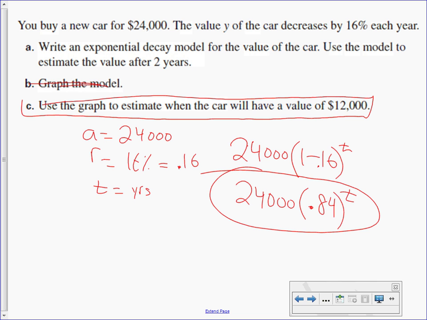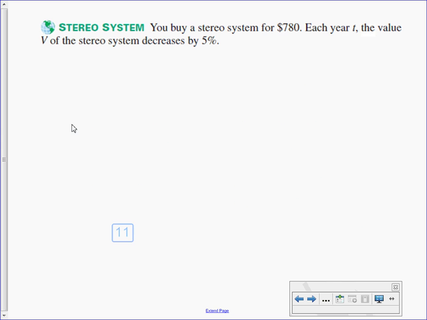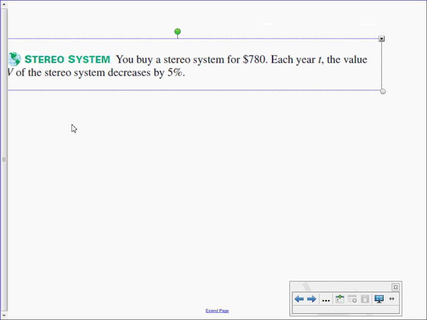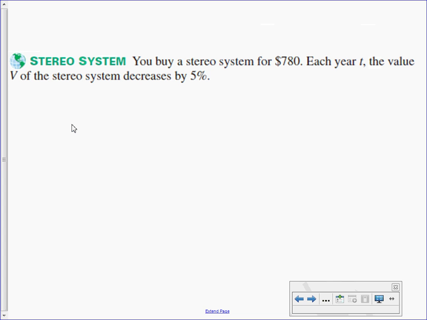Yes, no, maybe so. Like I said, growth and decay are usually pretty simple to work with. There's not a lot going on here. So why don't you go ahead and figure out how much your stereo is worth. Write out the equation. You buy a stereo system for $780. Rocking it old school. Each year, T, the value of the stereo system decreases by 5%. Write out the model.